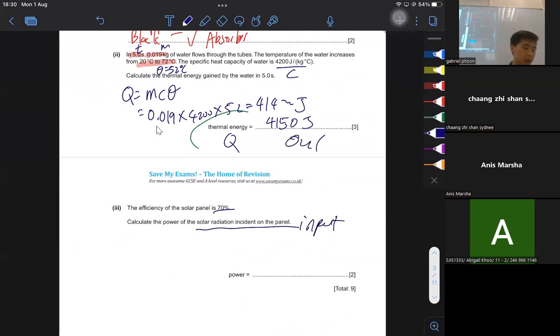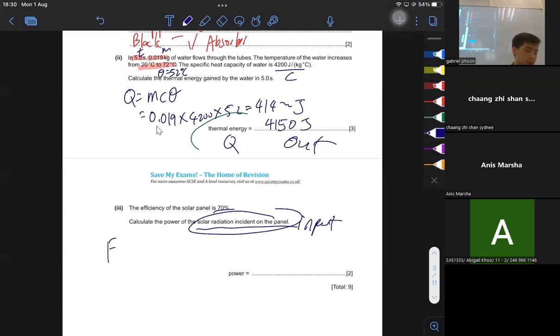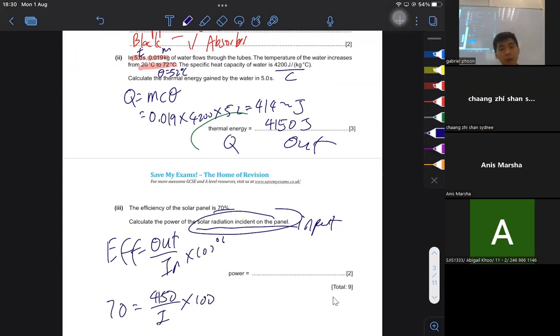It means to say this is the output, right? We are looking for the energy incident onto the panel, which is the input energy. So from here, efficiency is equal to output over input multiplied by 100%. From here, it's basically 70 is equal to 4150 divided by your input, times 100. Press this in your calculator, and most likely you are going to get 1200 watts, somewhere around there.